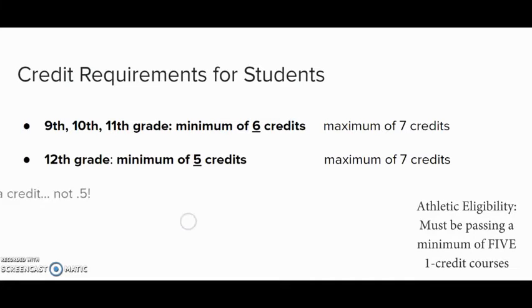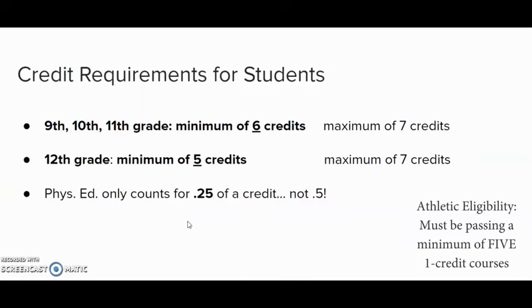PE only counts as 0.25 credits and does not count as a full class, so you may need to add an additional class. The maximum number of credits a student can take is 7. If you go above 7, you will not be able to submit your schedule. An exception to this rule would be if you are taking marching band, because that course is 1.25 credits.